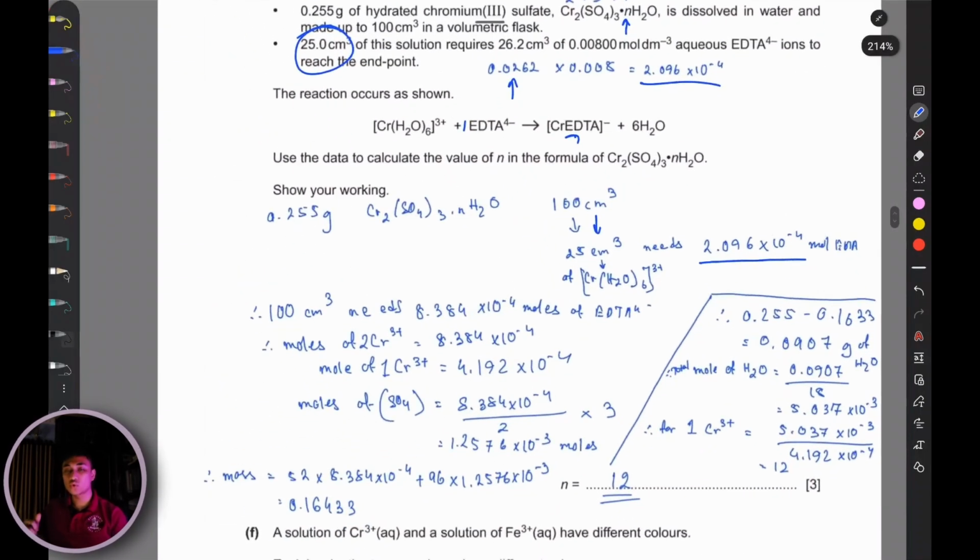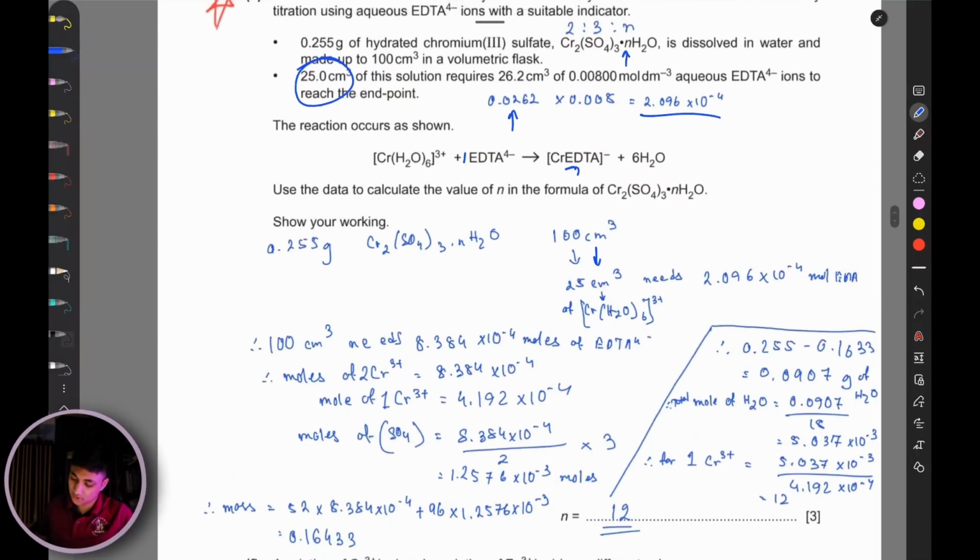Now find out the total mole of chromium ions in your total 100 cm³ of the solution. Since 100 divided by 25 is 4, you're going to multiply whatever moles you got over here by 4, right? So this multiplied by 4 turns out to be 8.384 × 10^-4 moles of EDTA, or moles of chromium ions, either you can say.